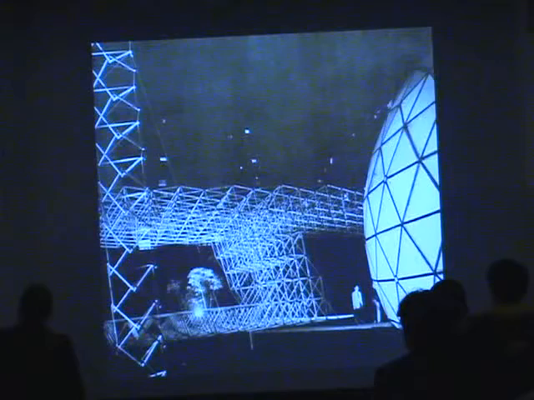So such is the promise of Fuller's geological diagram. Thank you.